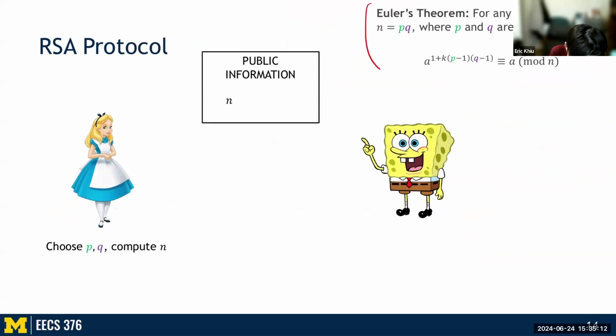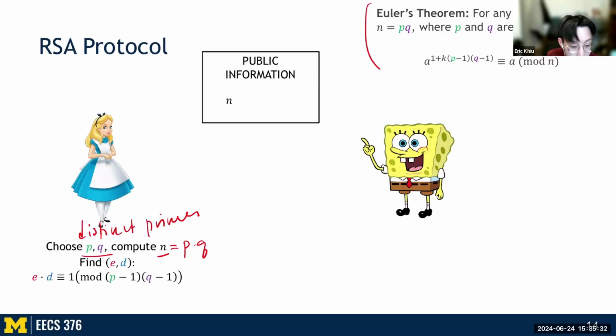So Alice is gonna choose P and Q, which are distinct primes. And then n would be the product of P and Q, so n is P times Q. Next, she's gonna find a pair of numbers, E and D, such that E and D are modular inverses in mod Euler's totient of n. Another way of writing it, from the things I showed you, is 1 plus k times (p minus 1)(q minus 1).